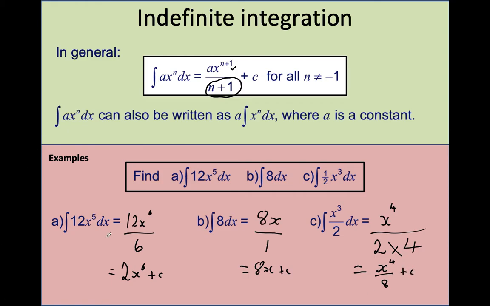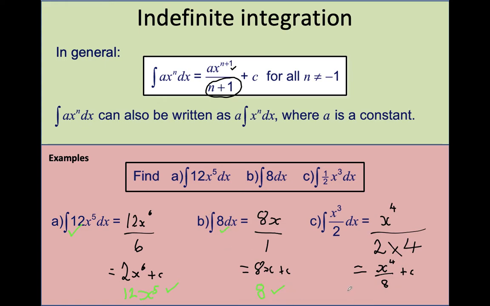Now, like before, I would like to differentiate each of these functions in green, just to double check our answer is correct. So we take this, we're going to differentiate it, so we do 2 times 6, which is 12, 12x to the power of 5. If we differentiate a number, it disappears. Correct. This one, let's differentiate 8x. 8x differentiated is 8. Correct.